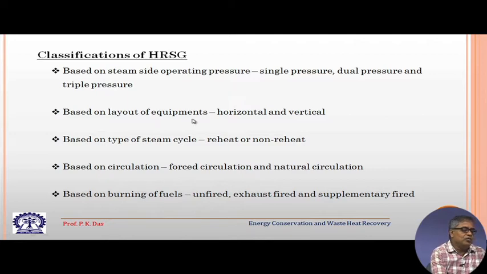Based on the layout of the equipment, I told that there are a number of heat exchangers, and the hot gas passes through them. Now, how are they arranged? They can be arranged either horizontally or in vertical direction, and that will be the path of the gas. So, horizontal layout of the equipment one after another is very common, and we will try to show some figures for that. Based on type of steam cycle, there could be reheat cycle or there could be non-reheat cycle.